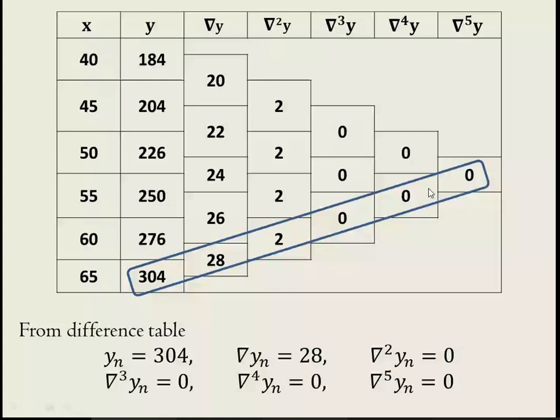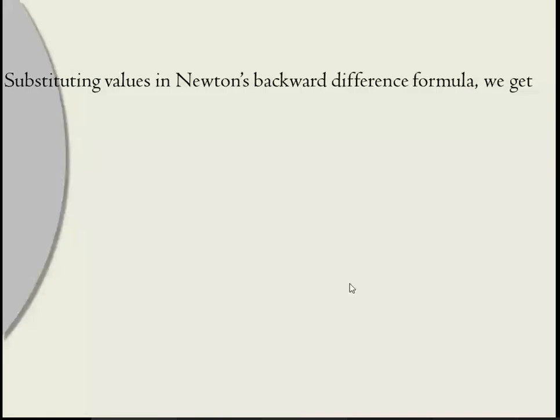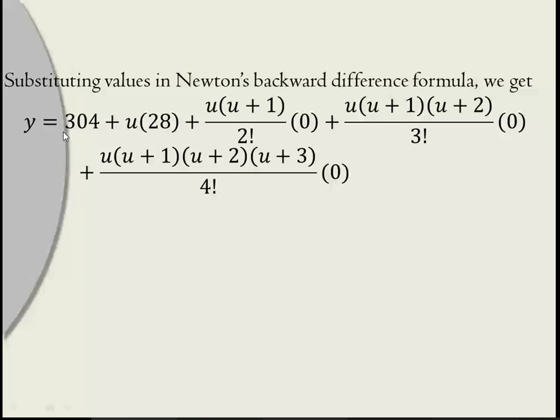Okay. This is nabla square yn. This is 2, and rest of the terms are 0. Okay, this is 2. A mistake, I have taken 0. It is 2. Okay. Now put all this value into the standard formula. We know what is a formula. So put all this value into that standard formula. Okay. So it is 304 plus u into 28, u into u plus 1 by 2 factorial. This is actually 2 plus all this term into 0, all this term into 0. Okay. Next term is also 0. So no need to write the further terms.